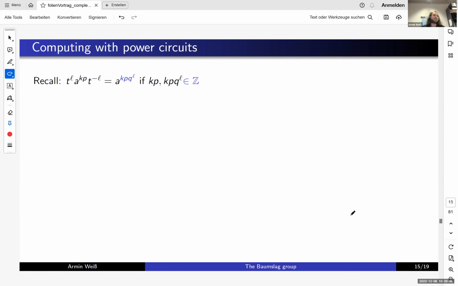But we also need to compute with power circuits. Otherwise, it's useless to just represent huge numbers. One thing we have to do is to check whether Kp and Kpq to the L are integers. Let's say for the moment Kp is equal to 1, then this means Q to the L should be an integer, and that's the case if and only if L is non-negative.